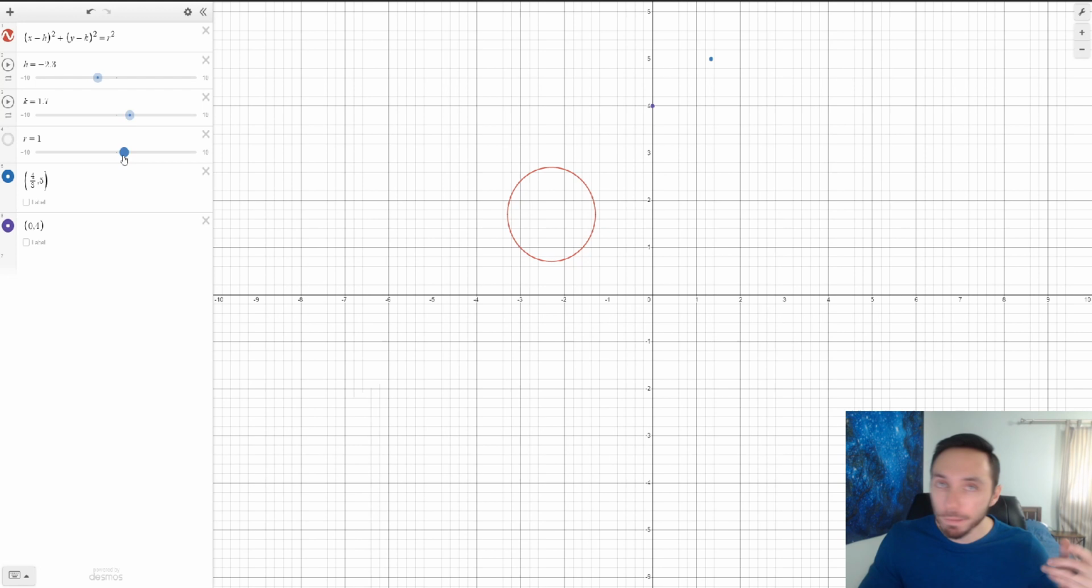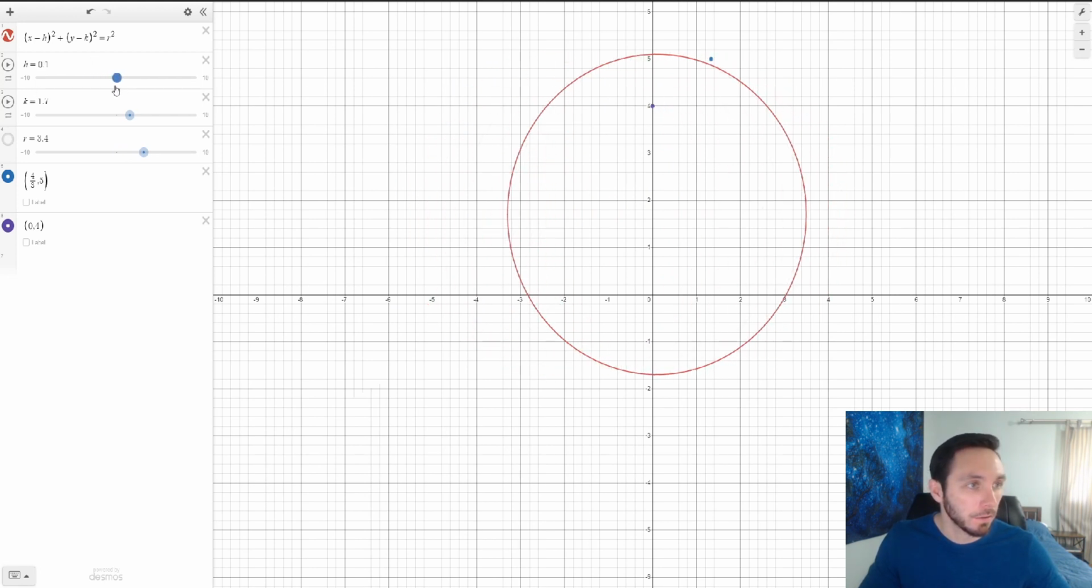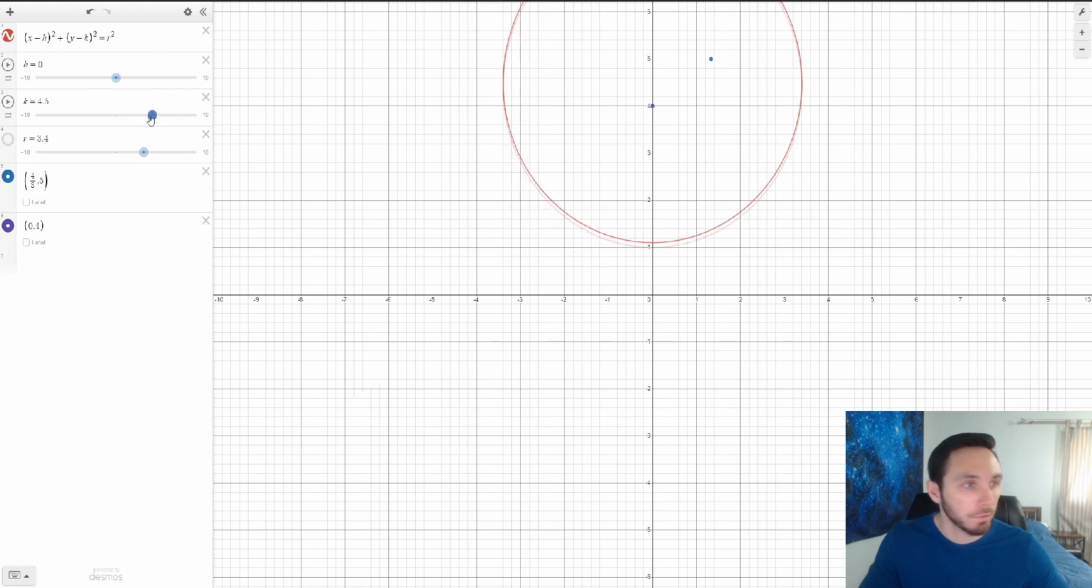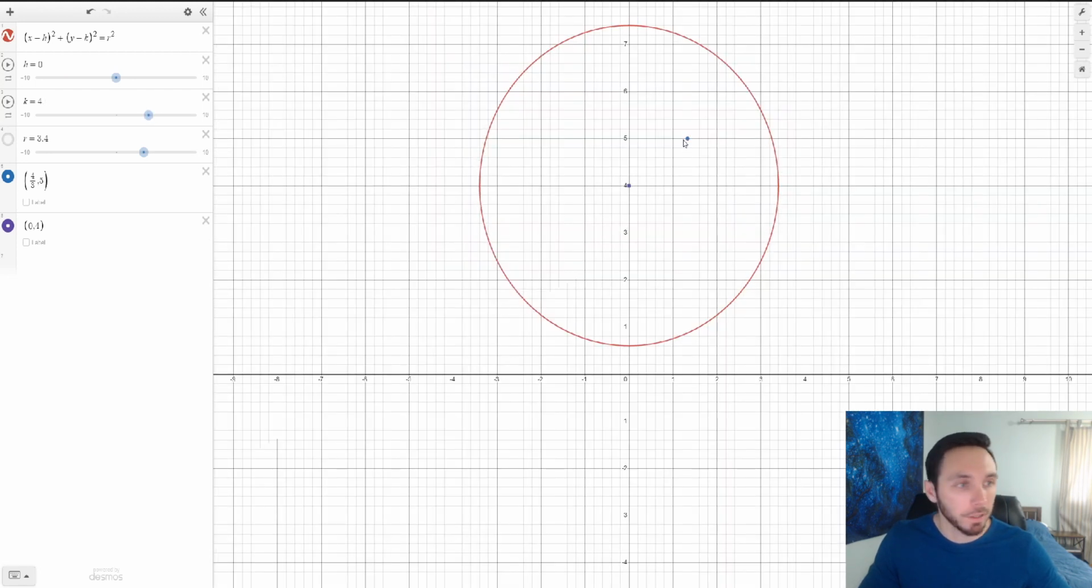And then R, think about what R is going to do. It's your radius. It's going to blow it up or shrink it, right? So what I want to do is try to find the center of 0, 4. So I'm going to make H 0, and K 4. As of right now, I also graphed the endpoint 4/3, 5. It's right here. 4/3 is the same thing as 1.3 repeating, but I'll turn that off.